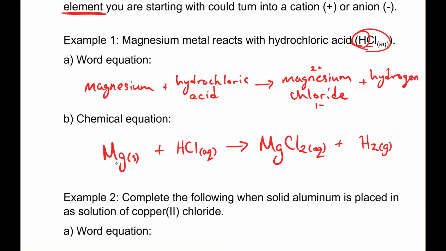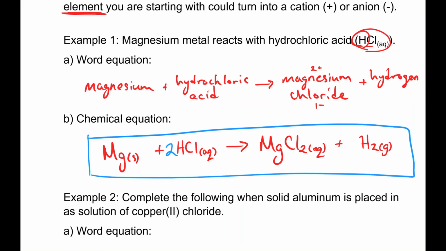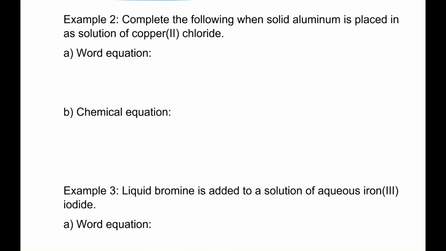Let's balance this. 1 magnesium, 2 chlorines, 2 chlorines, 2 hydrogens, 2 hydrogens. Boom, done. Swish. Balanced chemical equation. Nice. So let's move on. Let's do a couple more. We're going to do this pretty quick.